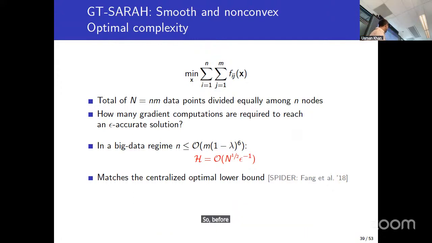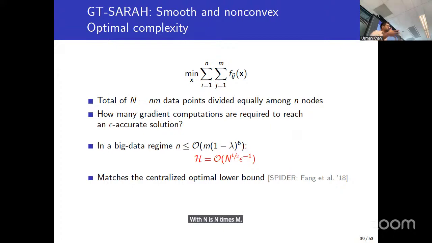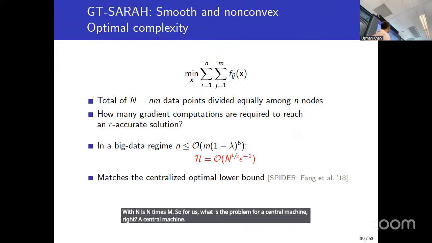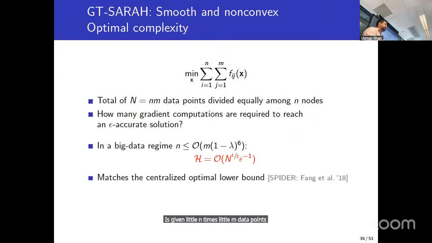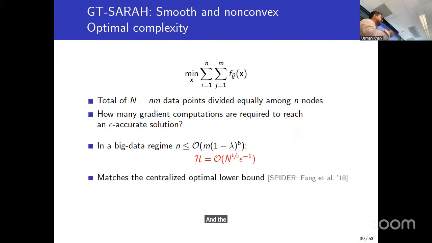So before I explain the bound, I want to explain the result itself. The number of computations that you require is n times m. So for us, what is the problem for a central machine, right? A central machine is given little n times little m data points. It's a stochastic non-convex problem because the loss function at each data point is non-convex, and the machine samples from the total batch, so it becomes a stochastic problem.